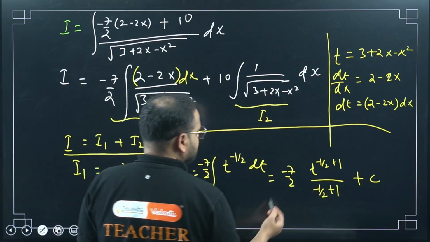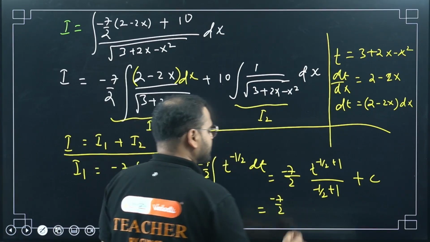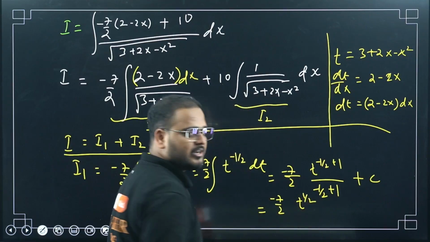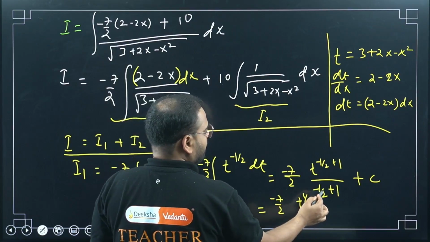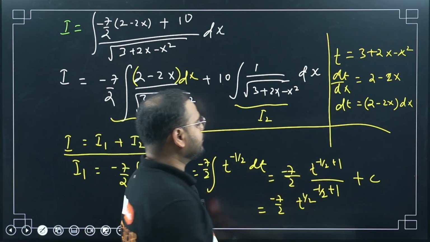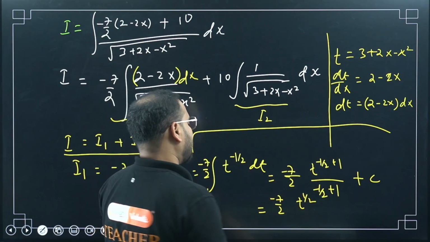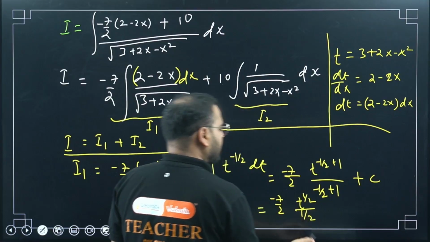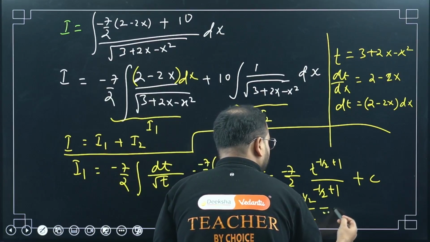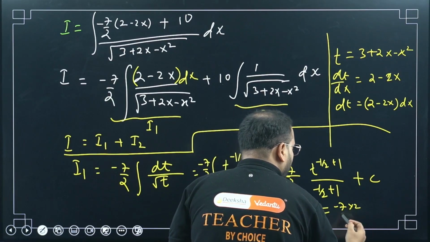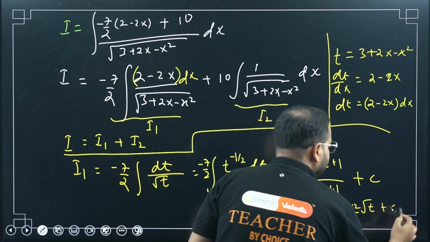Let's see this. How much am I getting? Please check. Minus 7 by 2, and this is going to be t to the power 1 by 2. If you add minus 1 by 2 to 1, you will get 1 by 2. And the same thing will come in the denominator, 1 by 2. This 2 will go up. What are you going to get? You will get minus 7 into 2 upon 2, and this will become simply root t plus c.